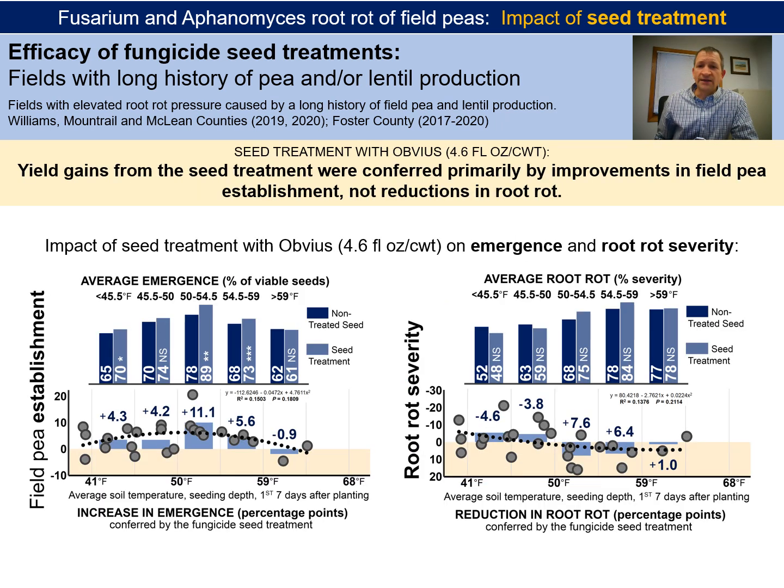All right, a little bit more about the response to fungicide seed treatment with Obvious. You'll see that we saw an increase in field pea establishment in soils below about 59 or 60 degrees Fahrenheit with the use of the seed treatment, and we saw a modest reduction in root rot severity in soils below 50 degrees Fahrenheit. This is what we'd expect when we have Pythium and Rhizoctonia pressure. Okay, this seed treatment is very good about managing those diseases, and this is the soil temperature range where you'd expect those diseases to be most severe.